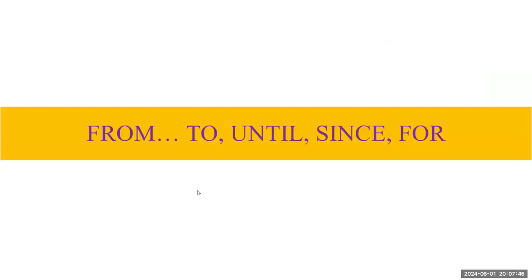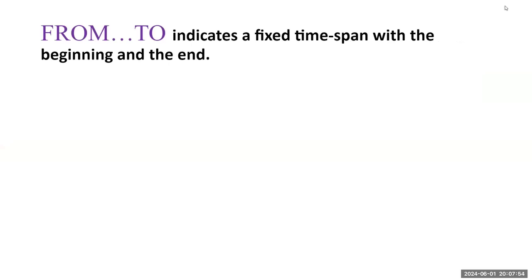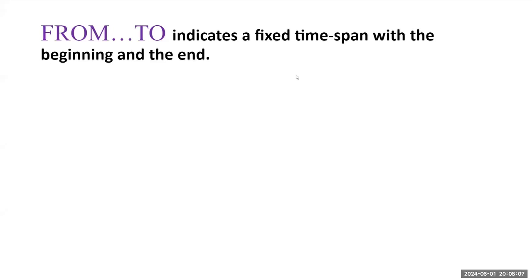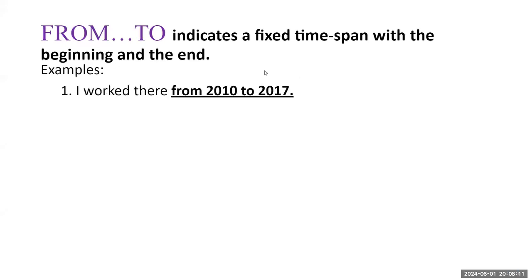Next, we have from, to, until, since, and for. From and then to indicate a fixed time span with the beginning and the end. Example: I worked there from 2010 to 2017.